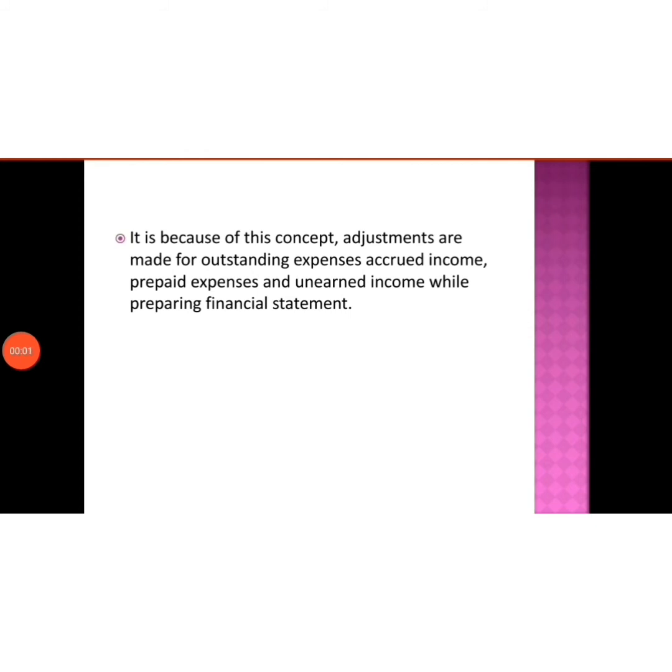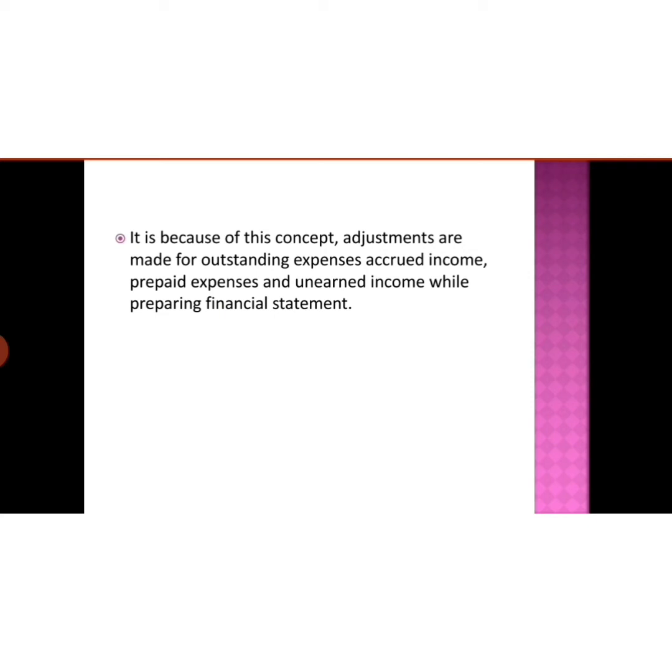It is because of this concept that adjustments are made for outstanding expenses, accrued income, prepaid expenses and unearned income while preparing the final statement. I will give you the meanings of these terms, and when we start the problem you will understand what adjustments mean, what adjustments we use to adjust these concepts.